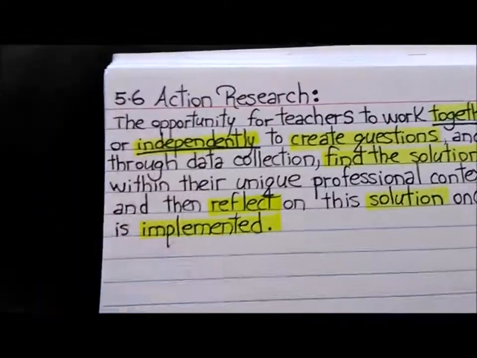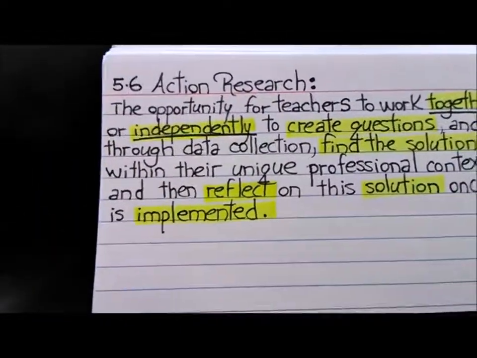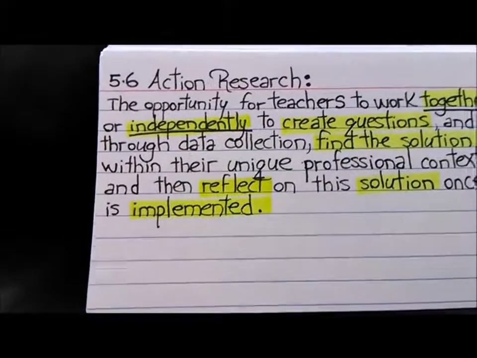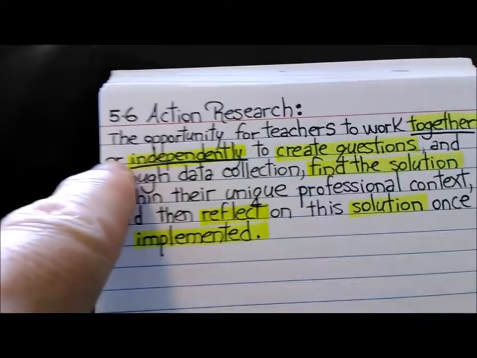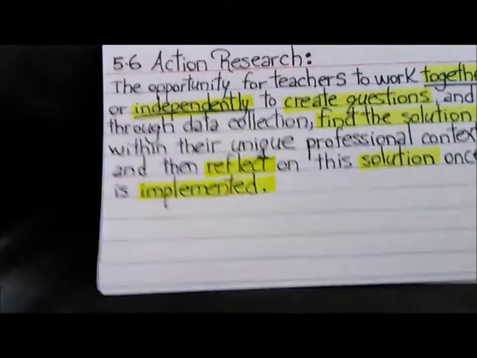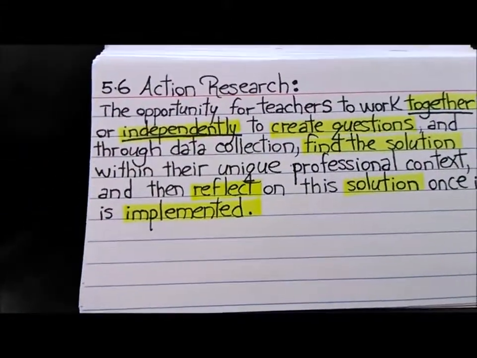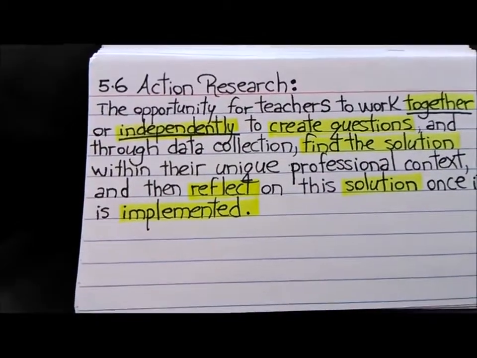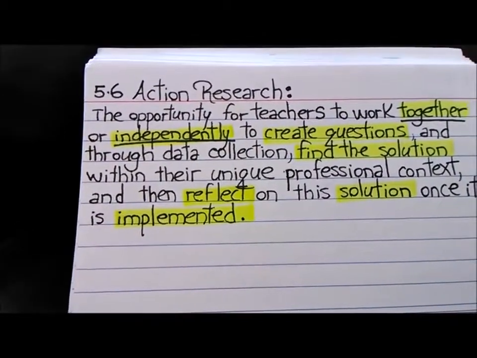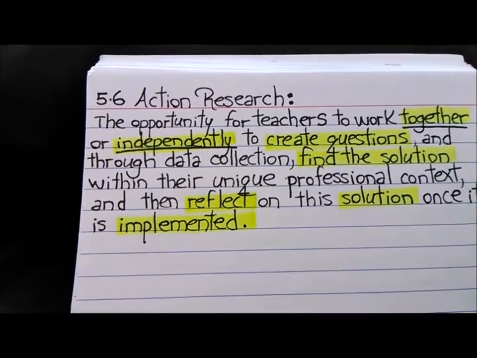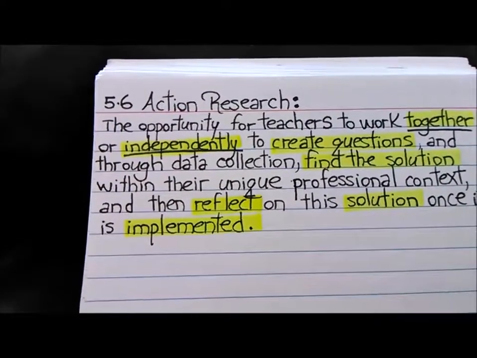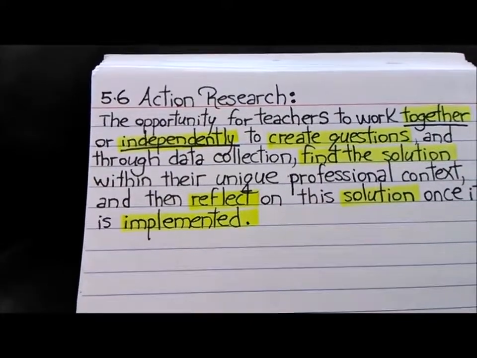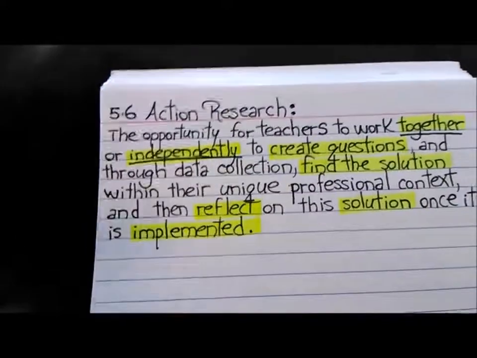Action research. What is that? The opportunity for teachers to work together or independently, to create questions and through data collection, find the solution within their unique professional context, and then reflect on this solution once it is implemented.